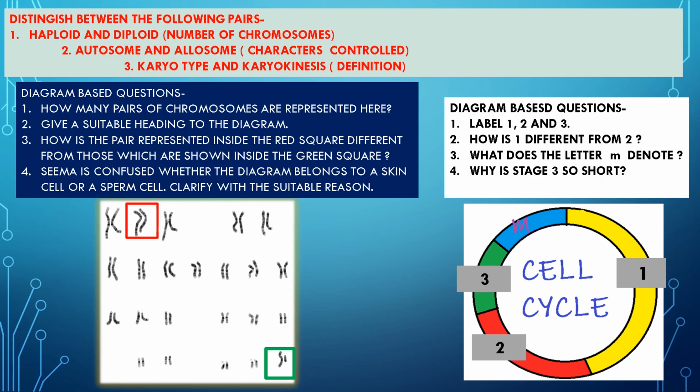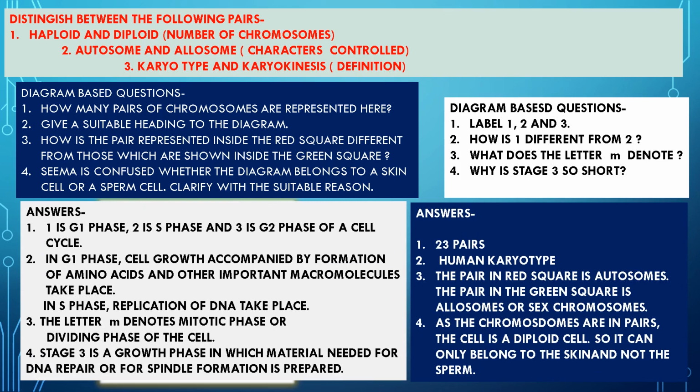Diagram based question. Label 1, 2 and 3. 1 is G1, 2 is S and 3 is G2. How is 1 different from 2? In 1 it is growth phase, synthesis of proteins and amino acids happen. 2 is synthetic phase where DNA replicates. What does the letter M denote? It denotes the dividing phase or the mitotic phase. Why is stage 3 so short? The stage is short because it only makes the material needed for DNA repair or spindle formation.